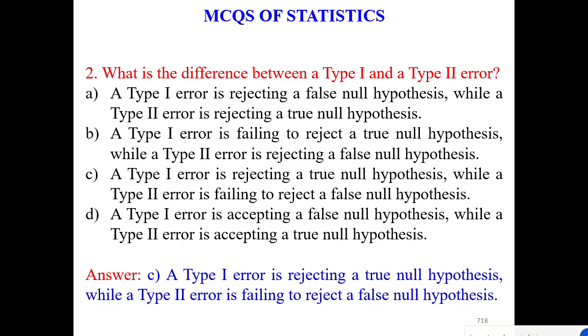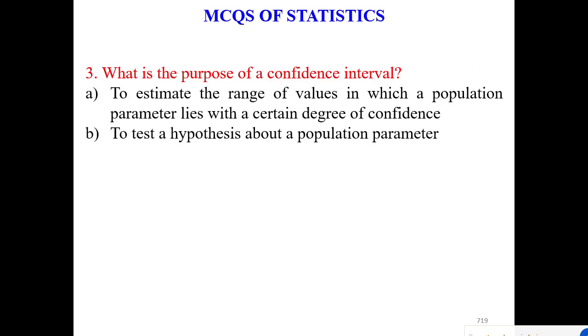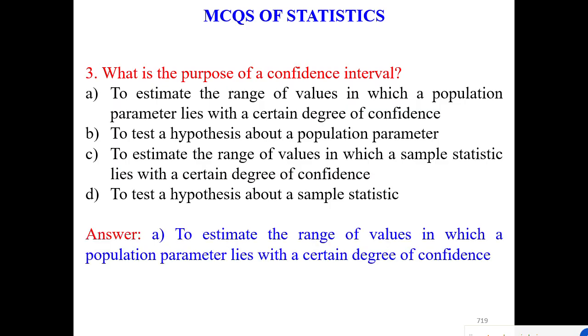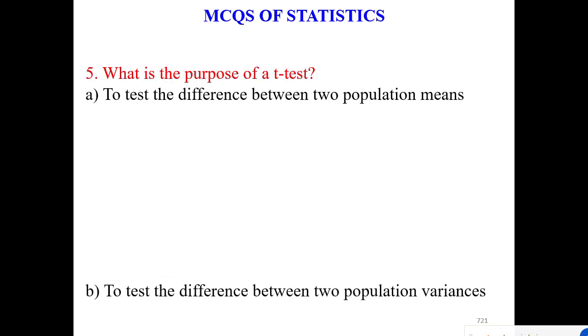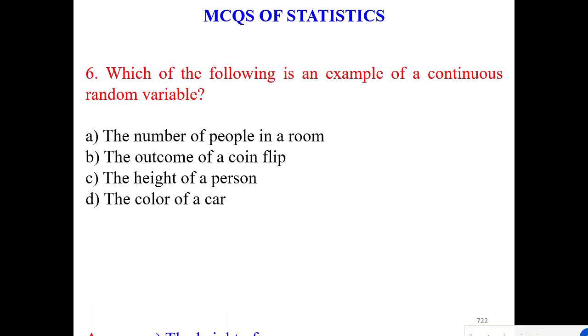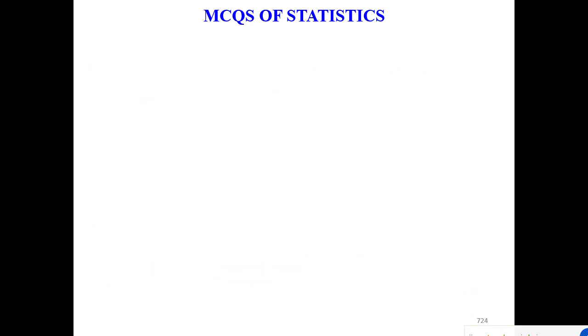Okay, sir, this is the theory part. So you can cover this theory part. What is the purpose of confidence interval? To estimate the range of values in which a population parameter lies with a certain degree of confidence. Likewise, there are a number of bits. Okay, Ramchan, you can go through it. Yes, sir. This is theory part.